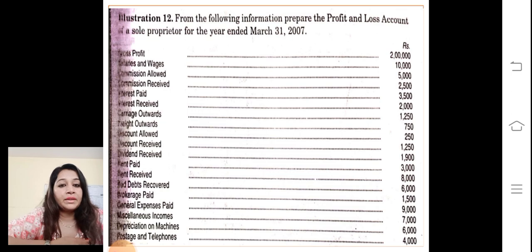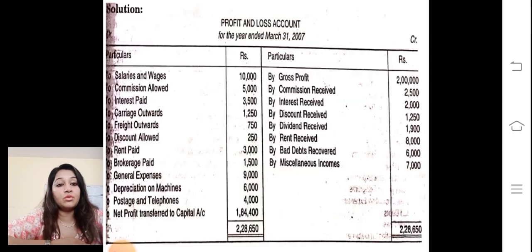Next, commission allowed, commission received, interest paid, interest received, carriage inward, freight outward, discount allowed, discount received, dividend received, rent paid, rent received, bad debt recovered, brokerage paid, general expenses paid, miscellaneous income, depreciation on machinery, postage and telephone charges. So this is the information. Based on this information we will prepare the profit and loss account of the company.